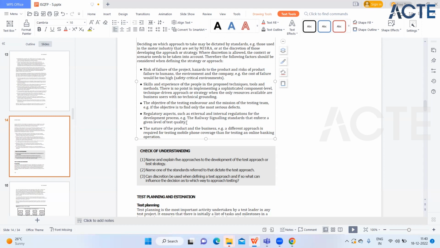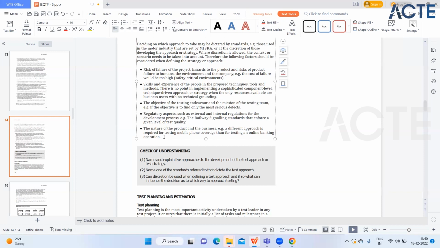The nature of the product and the business. For example, a different approach is required for testing mobile phone coverage than for testing an online banking solution. If you are testing an online banking operation solution, then definitely you have to check more on the security aspects, whereas when you are testing a mobile phone coverage application, there should be a different approach. So here you just have to remember the names of the approaches, and under what condition which approach should be used.